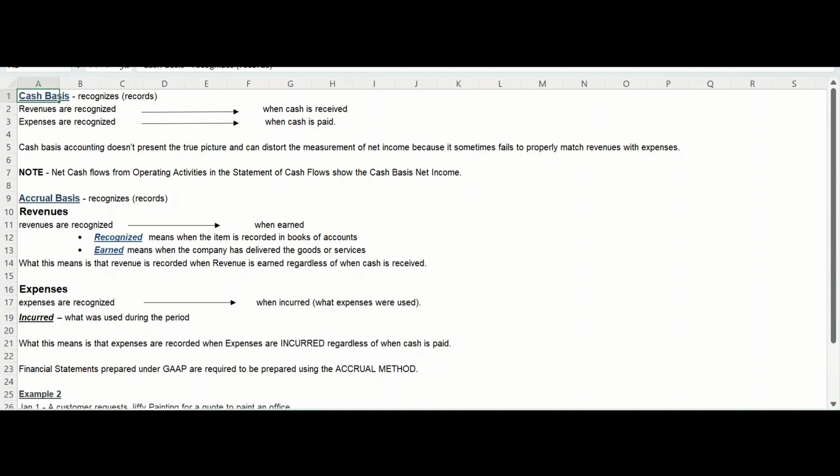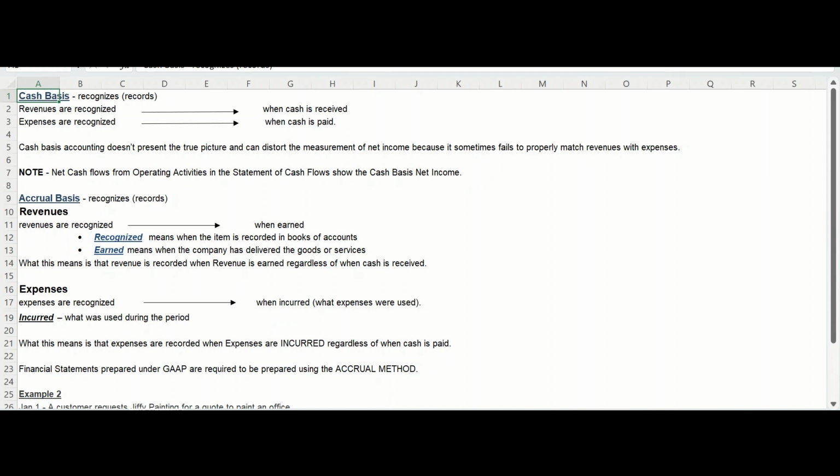For expenses, they're going to be recognized when cash is paid. So the cash basis of accounting with expenses. And net cash flows from operating activities in the statement of cash flows shows the cash basis net income. So it shows all the cash as received or as paid.